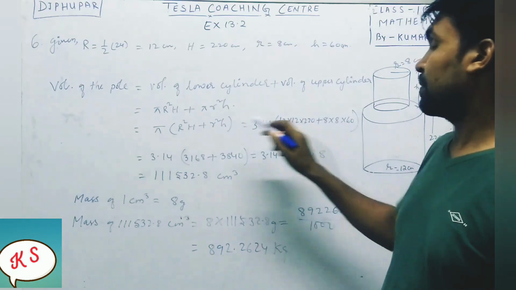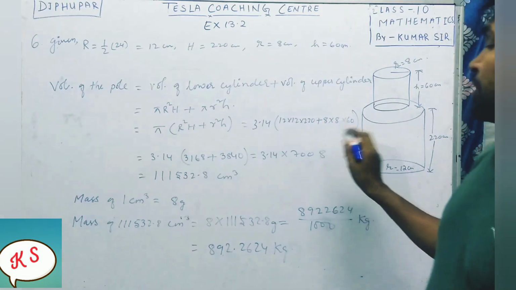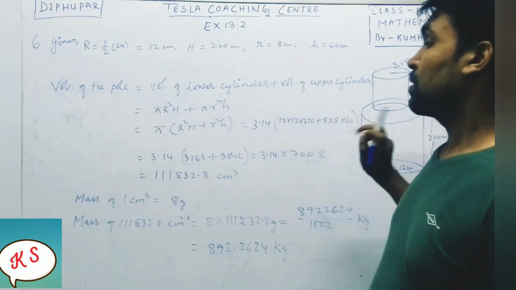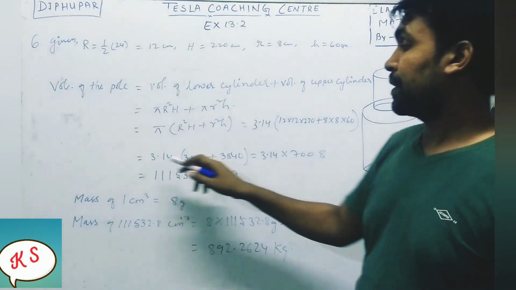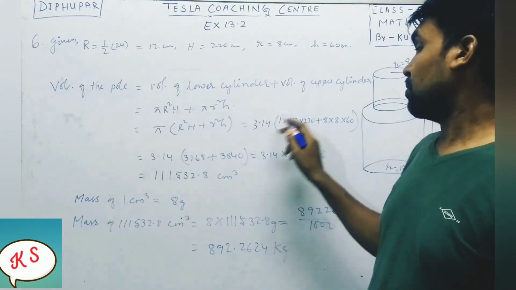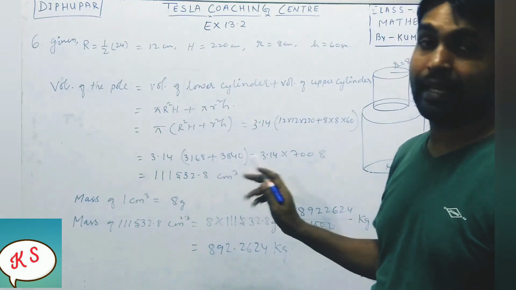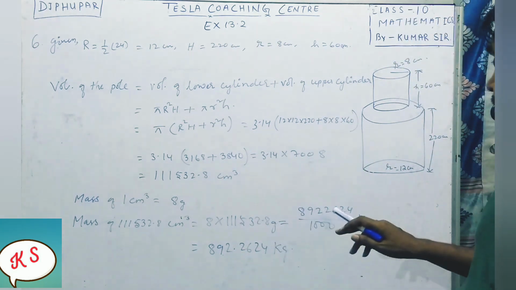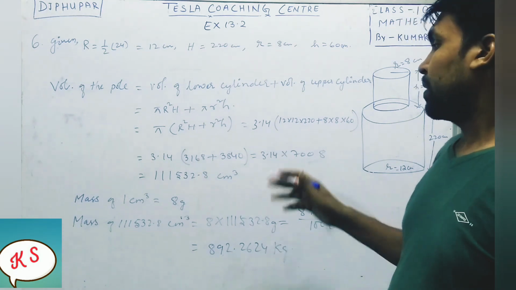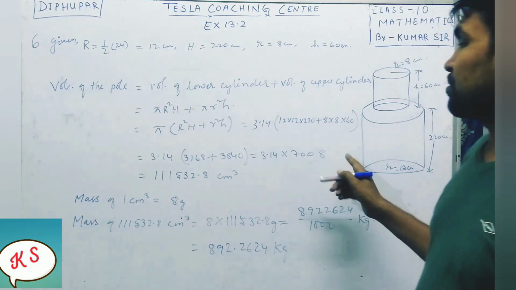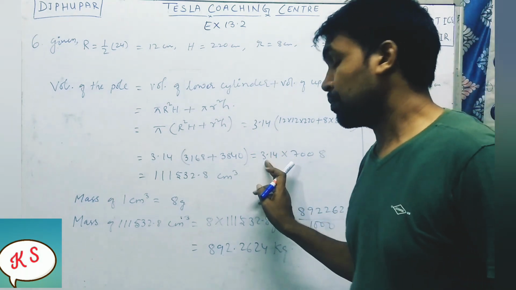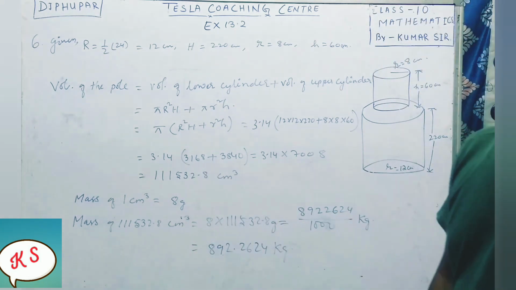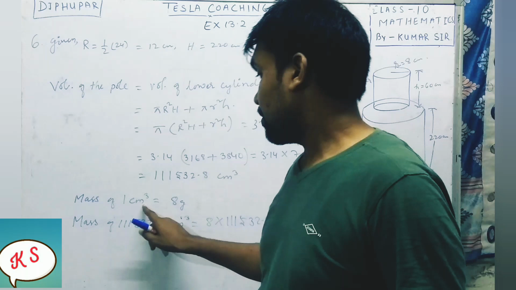R value is how much? 12 into 12, and h is how much? 220, plus r square, r into r, that is 8 into 8 into 60, that is small h. Okay, after that 3.14, after you multiply all this you will get 3168, plus if you multiply this one you will get 3840. Okay, got it or not? So when you add it together you will get 7008, and when you multiply with 3.14 you are getting 11532.8 centimeter cube.